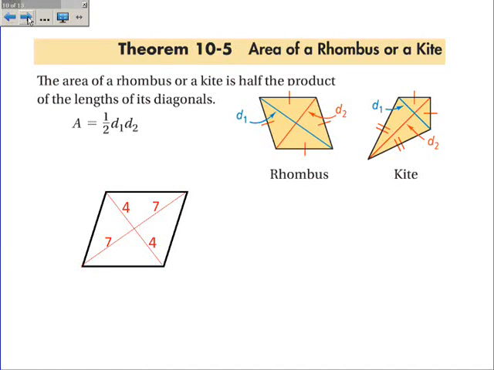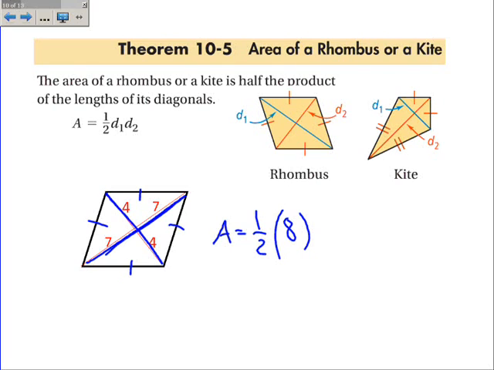Okay, the last idea is the area of a rhombus or a kite. Okay, it's 1/2 the product of the diagonals. Okay, so I have a rhombus drawn out down here, and so the area is 1/2. Now the first diagonal, this one, 4 plus 4 is 8, and this diagonal is 14. Okay, so 1/2, 8 times 14 is 56. Okay, so the area of this rhombus is 56.